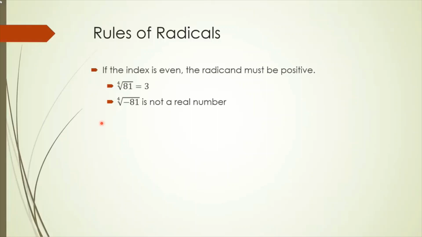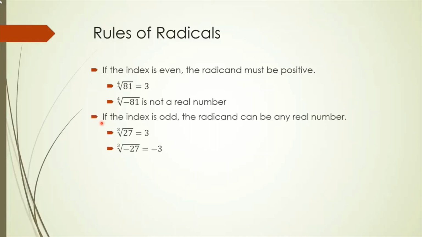The 4th root is the same as the square root, and then square root again. It's asking itself, what raised to the 4th power will give me 81, and that would be 3. Now, if the index is odd, the radicand, what's underneath the radical, can be any number. And notice that the signs are going to match. So the cube root of 27 is a positive 3. The cube root of negative 27 is negative 3.